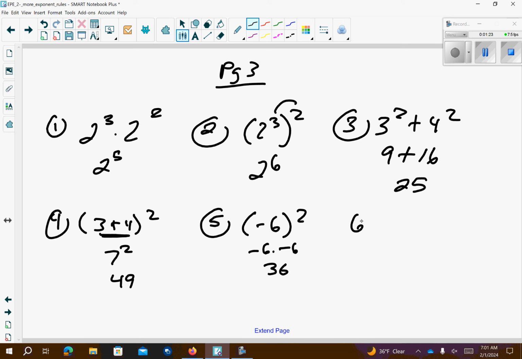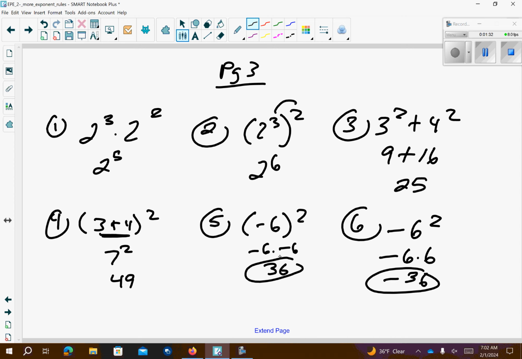But number 6, if we look at it, you have negative 6 squared. So this is negative 6 times 6, which is negative 36. So notice the signs are different between those two.